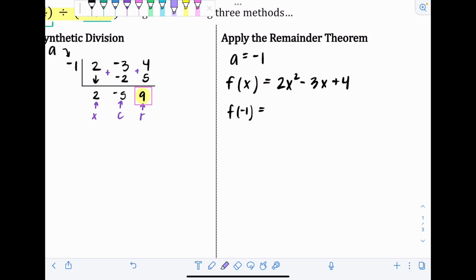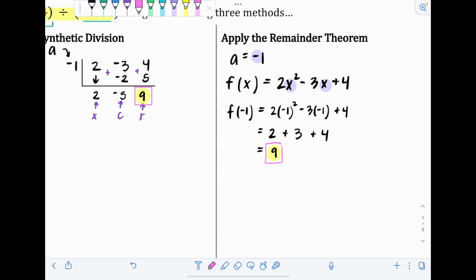And that means that I take -1 and I substitute it in for my x's. So it'd be 2 times -1 squared minus 3 times -1, and then plus 4. -1 squared is 1, times 2 is 2. -3 times -1 is +3. And then plus 4, and then 2 plus 3 is 5, plus 4 is 9. So we got the same exact remainder.